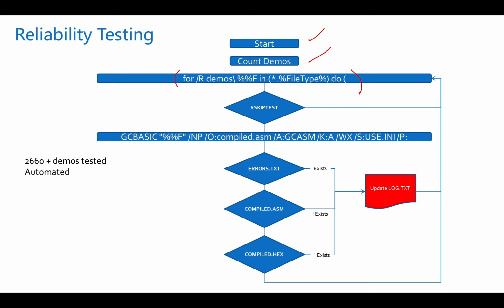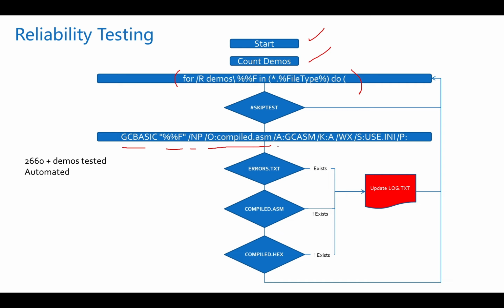If you have a file that looks like a GCB file, but it's actually not a source file, you could add in #skip test somewhere in the GCB source, and it will just skip it. If it finds a valid GCB file, it compiles it, with the command line of GCBASIC, the file name source, and it produces an output called compile.asm. I force it to output not the name of the source file like you're all normally expecting, but an output called compile.asm, because I'm going to test against that.